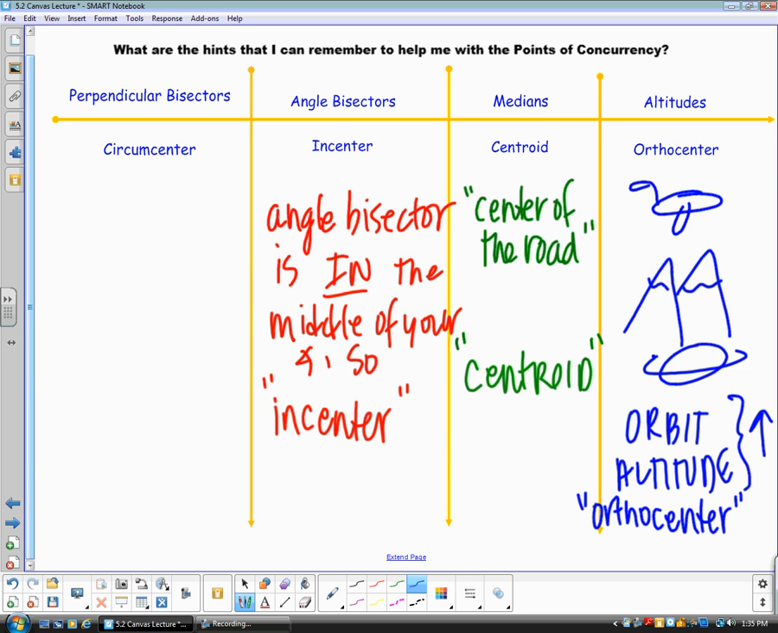I have not come up with an easy way to help you remember circumcenter and perpendicular bisector. If you can think of one, please feel free to share. I'm always looking for new ideas.